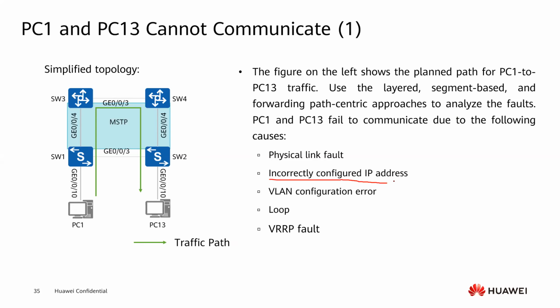Incorrectly configured IP address, VLAN configuration error, because it's layer 2, maybe it has a loop, maybe it has a VRRP fault. We'll focus on these items.